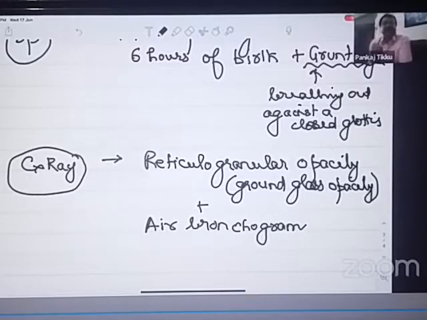So what is the chest X-ray of a hyaline membrane disease or a respiratory distress syndrome known to show? It is known to show reticulogranular opacity, also called a ground glass opacity, along with air bronchograms.